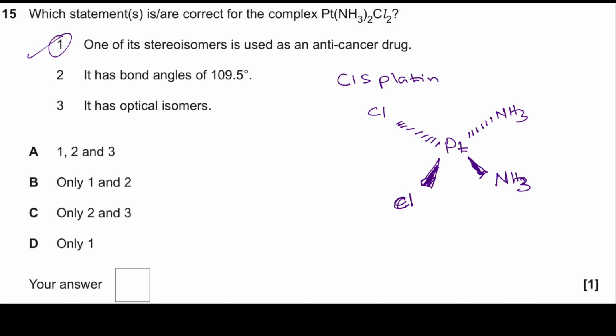Number 2, it has a bond angle of 109.5. That bond angle of 109.5 is tetrahedral, and this is not tetrahedral. This is square planar. Number 3, it has an optical isomer. Well, it doesn't have an optical isomer. That's wrong as well. We're only looking for D. We have to put D there.